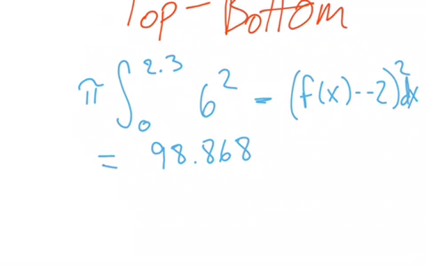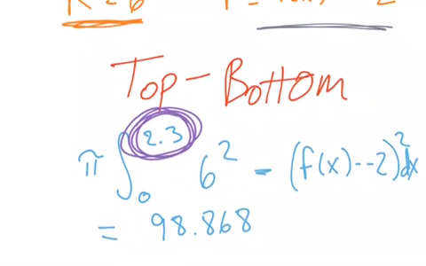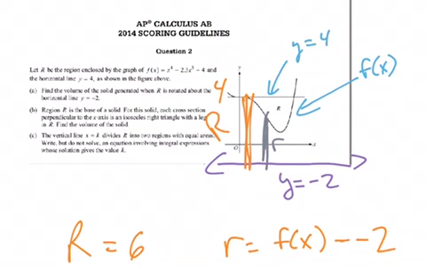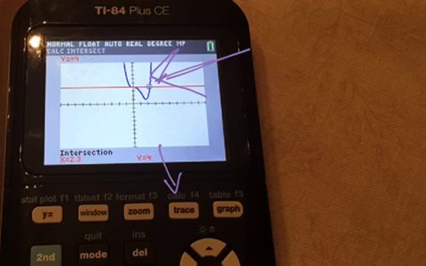And before I let you go, I did gloss over something, and hopefully you were wondering, where does this 2.3 come from? I just glossed over it, but 2.3 is this x value where the graphs intersect. And how do we find that? Well, you just type it in the calculator, and you use the intersect button under calculate, and you will figure out that this crosses at 2.3.